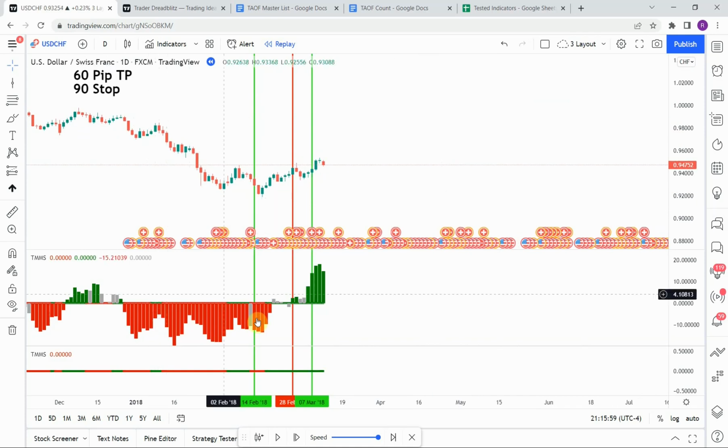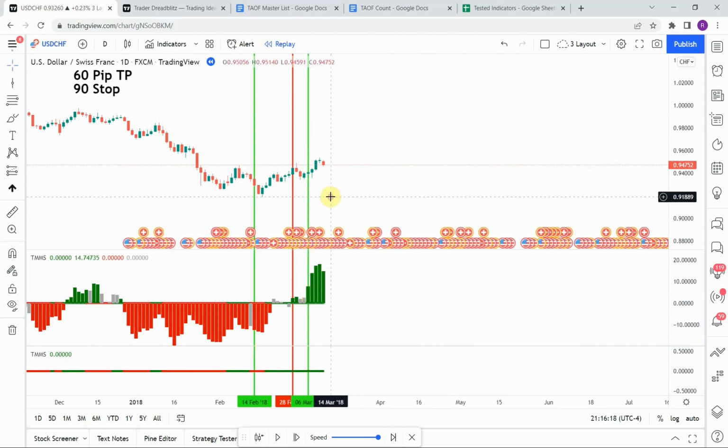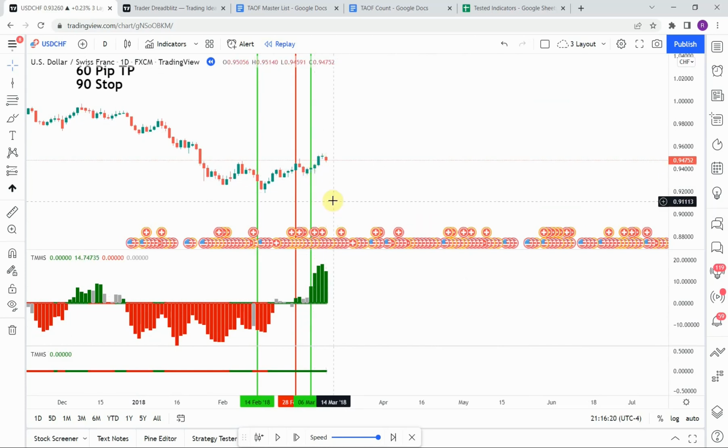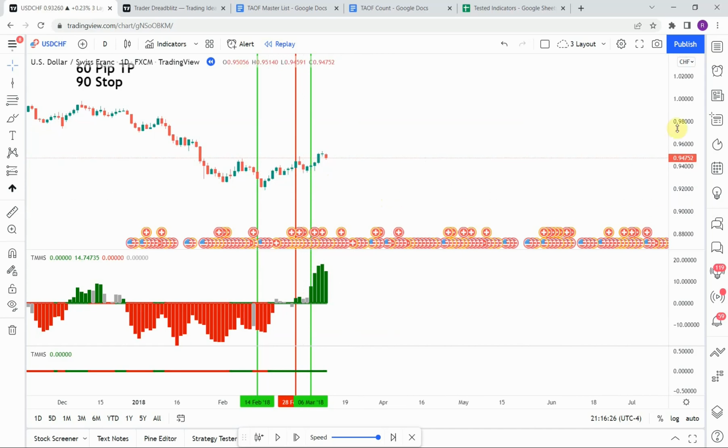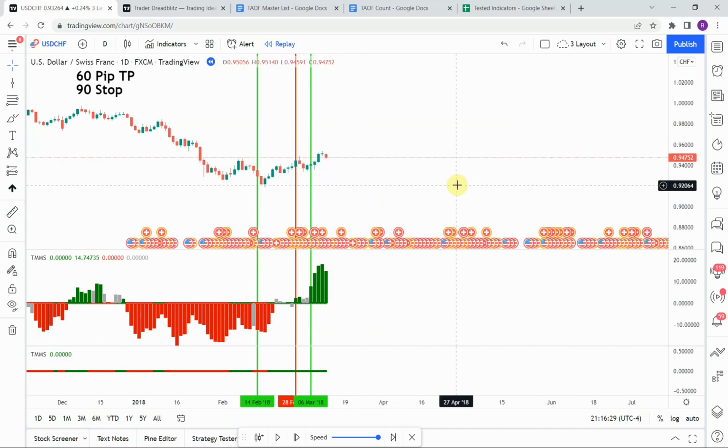Alright, so the second signal that we pick up is a long signal. Unfortunately, it's right at the top of this push right here before we get a correction pullback, which comes down just far enough to stop us out on that one. But then we do pick up another long right there, and you can see we get that decent little push to the upside, which gets us to take profit on that one. So what I'm going to do here is go ahead and fast forward through the testing.